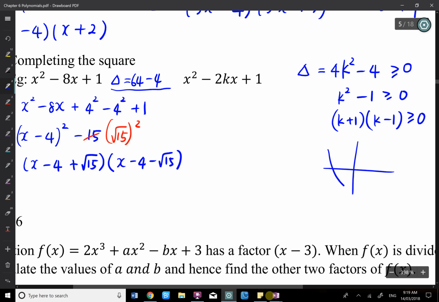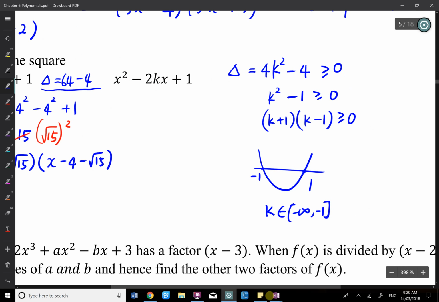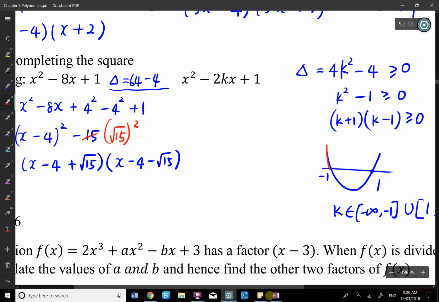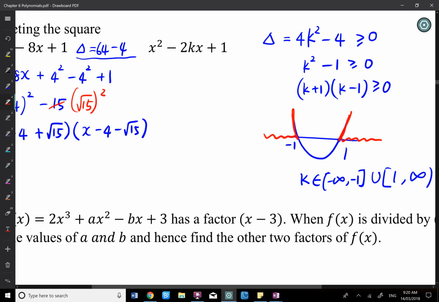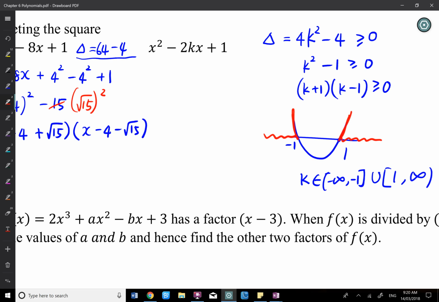So what I will have is this graph here. Minus 1 and 1. Greater than 0, I need k to belong to negative infinity to negative 1 inclusive, union 1 to infinity inclusive. So I need greater than 0, which is this part and this part. The x will be here and here. A little bit of revision on quadratic inequality. So if k belongs to those values, I can factorize it.